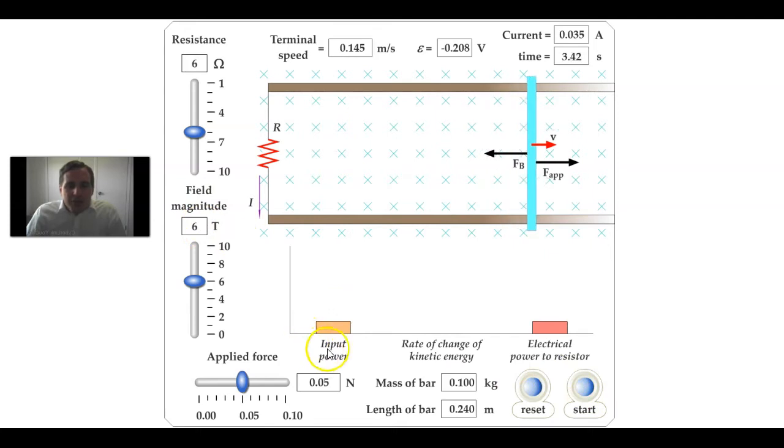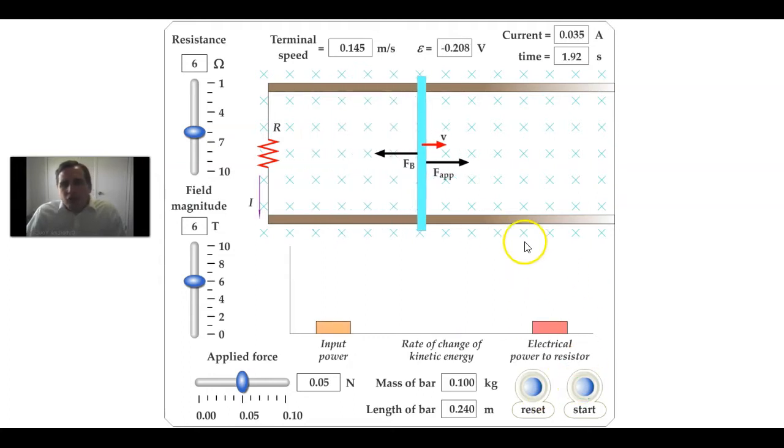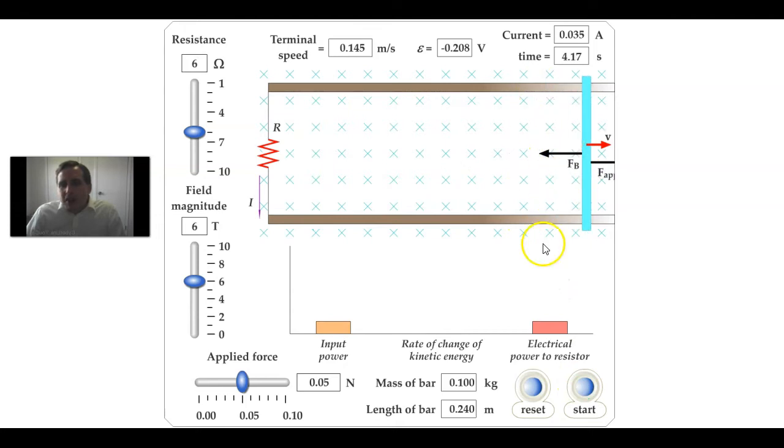Notice that there's a certain amount of input power, which is based upon force times velocity. Notice that ended up being the same electrical power dissipated in the resistor. Because if we assume these conducting rails are resistance-free, then this resistor dissipates that power as light, heat, or whatever form that resistor takes. Notice that the direction of the current is upward.